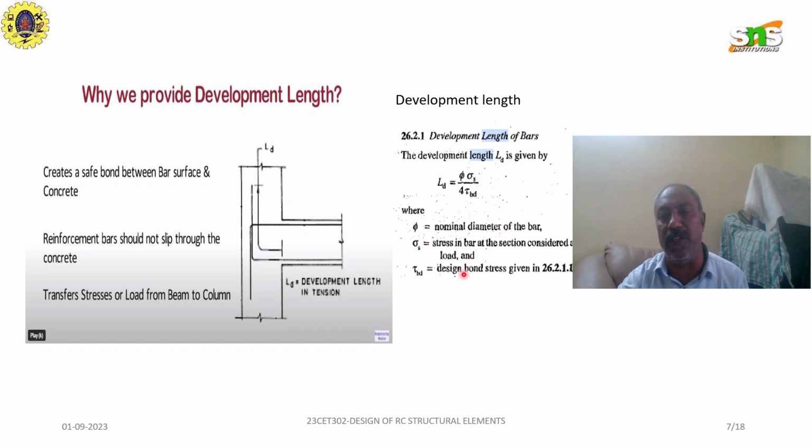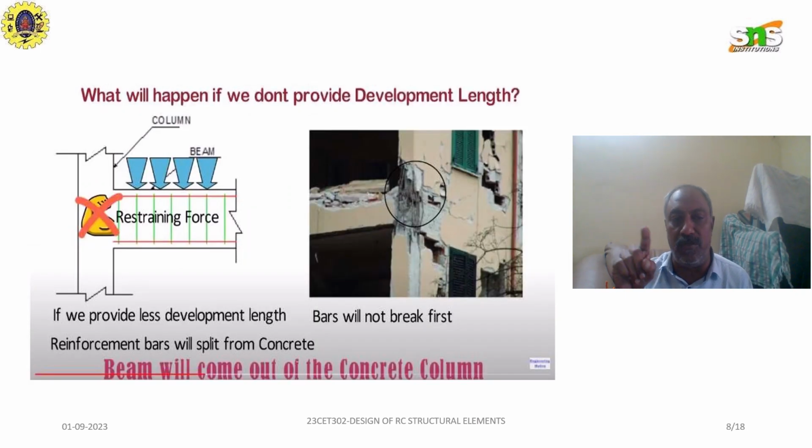The τbd value is given in clause 26.2.1.1. In this formula we have to use this value. If we do not provide it, what will happen? At the corner bars, you see in this corner, due to the excessive stresses, cracks will occur. If we do not provide the development length, breaking will occur first. Or due to the excess stresses, the corner will be cracked.